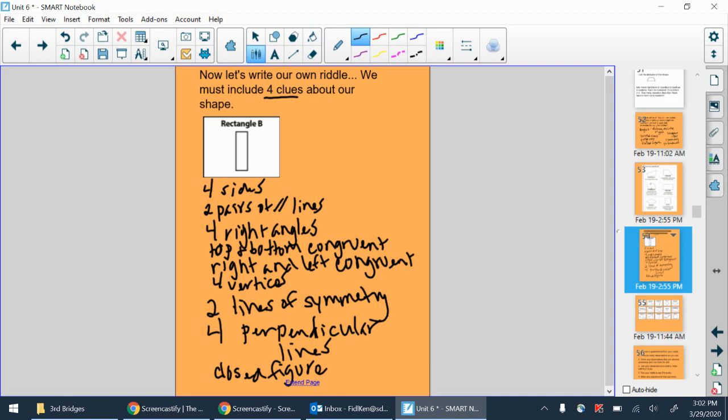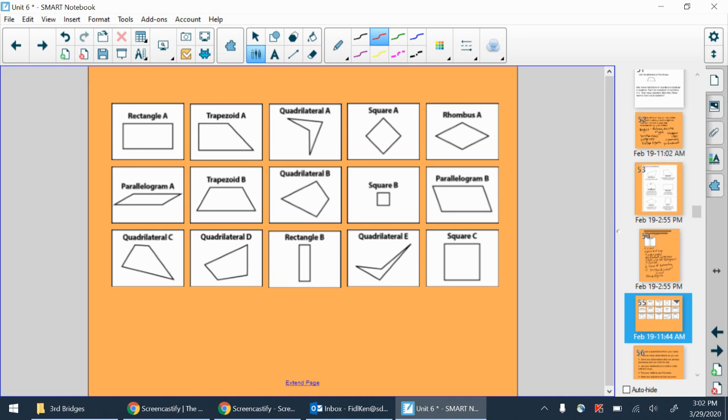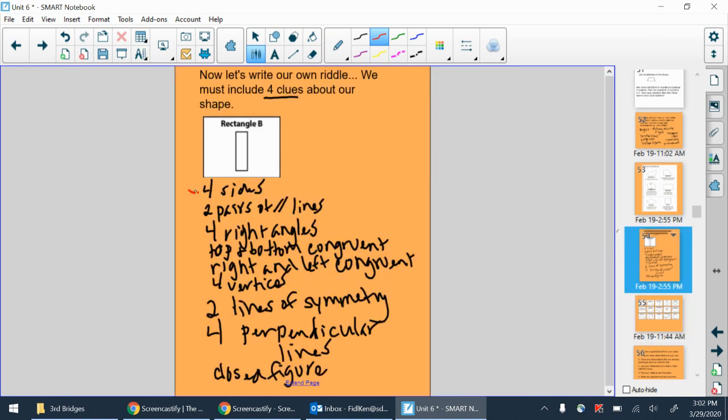So for example, I said that my shape has 4 sides. Well, if I look at all of these, they all have 4 sides. So that's a very vague attribute, because if my first clue is my shape has 4 sides, is that going to allow the person solving my riddle to narrow it down at all? Not at all. They'll still have all 15 choices up there to choose from. So I don't know if I want to start with that one, because it's not going to help the person solving this at all. All right, so I think I'm going to cross that one off, because I don't think 4 sides is really a good one for this, because all of the shapes have 4 sides.